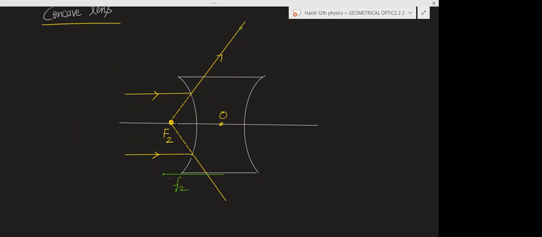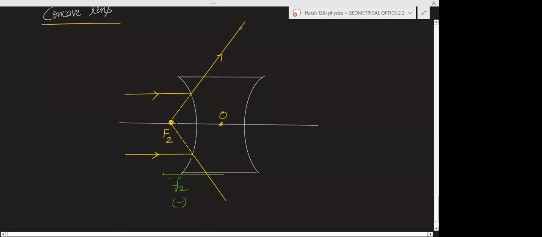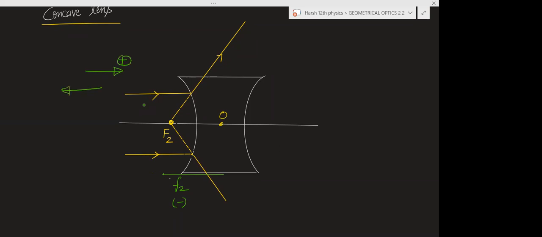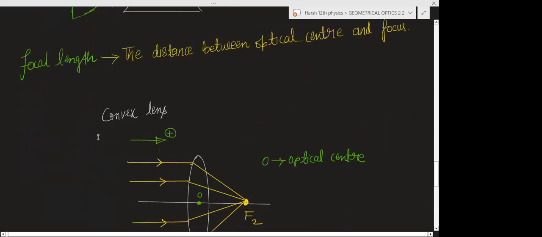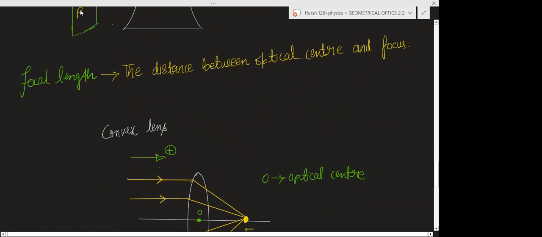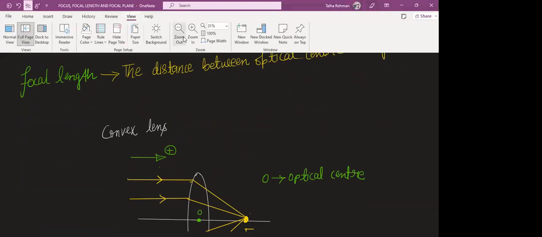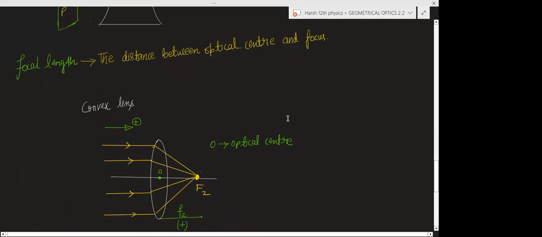Now tell me, Harsh, will you take this F2 positive or negative? Negative. Why? Because we are measuring this distance in the opposite direction of the incident ray. This direction is in the direction of the incident ray, so it is positive, and this direction is opposite to the incident ray, so you will consider it negative. Please write down this focal length. This is a very important point. Again and again we will use focal length.